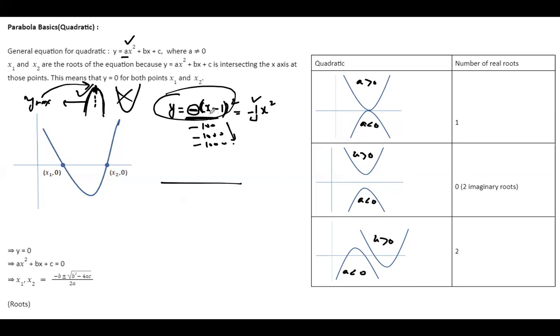Correct? And when is this 0? x equal to 1. So when x is equal to 1, we'll check. So x is equal to 1 will be the maximum point of this graph. At x is equal to 1, you'll get the maximum value of the graph, which is 0. That means the graph will look somewhat like this.